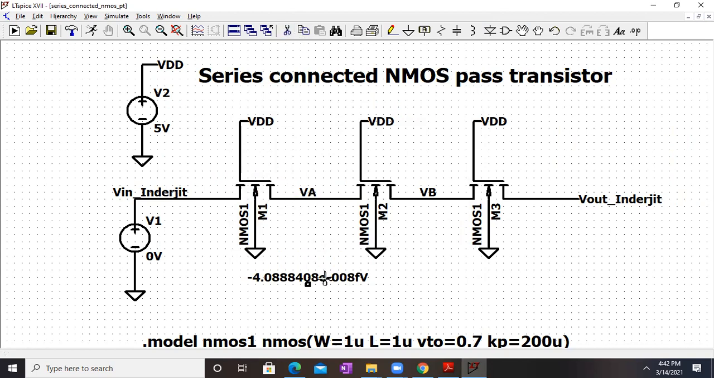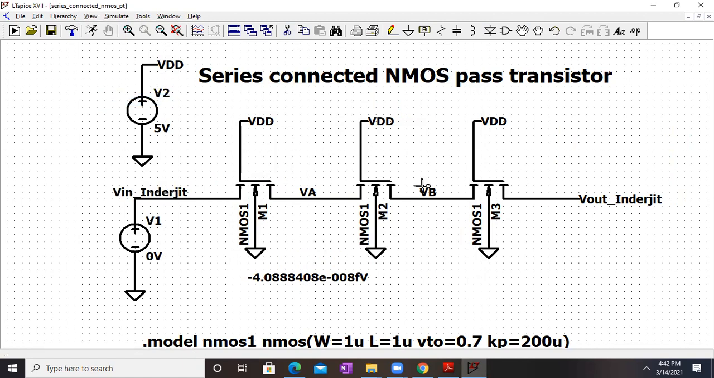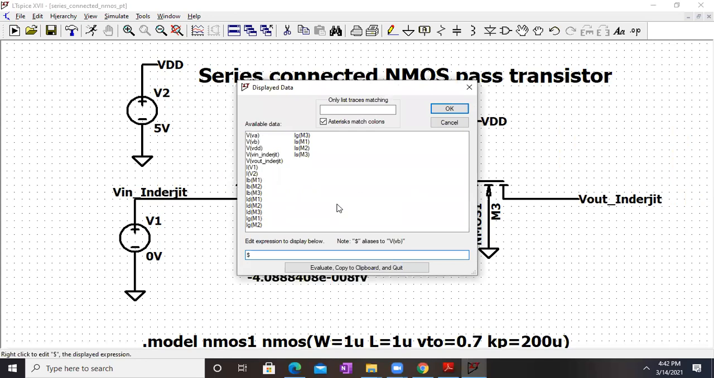This is the value which we get at VA. It's around minus 4.04 femtovolt. This is as good as zero only. Similarly, let us check the VB voltage. Over here, the VB voltage is around, let me check.